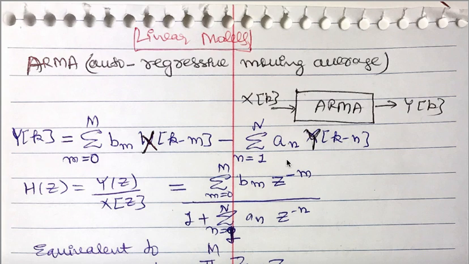And then we subtract the summation from n equals 1 to N of a[n] y[k minus n]. Notice here the summation starts from n equals 1. It means the output at the kth time instant depends on the output at k minus 1, k minus 2, and up to k minus N. It means only past outputs.